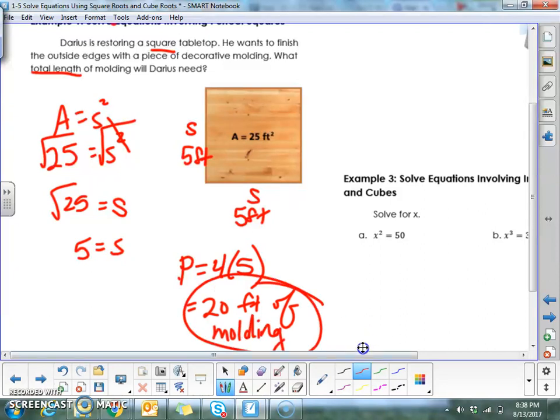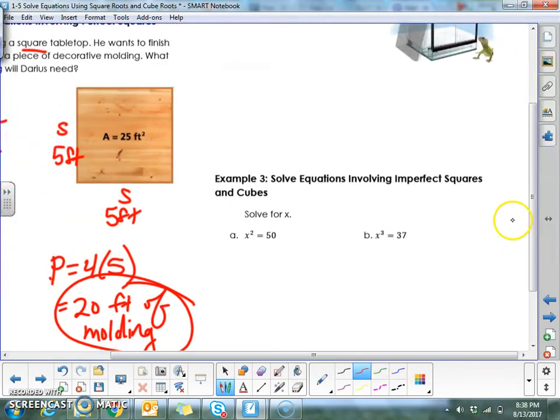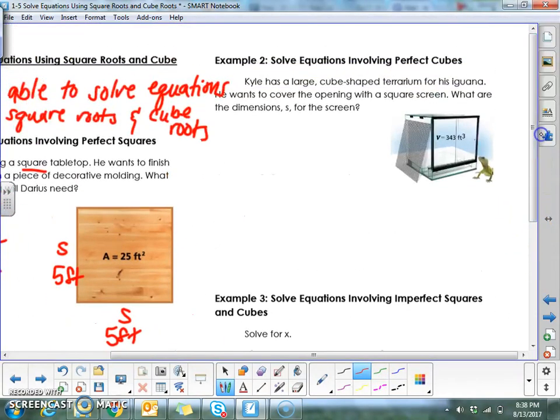Example 2 is an equation involving a perfect cube. This time we're dealing with a 3-dimensional figure. You can see the unit has the cubed. So Kyle has a large cube-shaped terrarium for his iguana. He wants to cover the opening with a square screen. What are the dimensions S for the screen? So we're looking for the 2 dimensions of this square. But in order to find that, we have to use this volume.